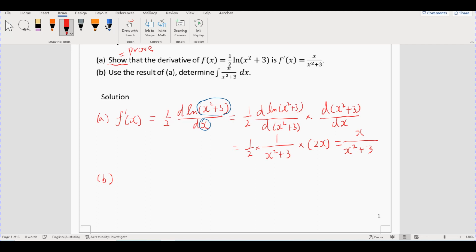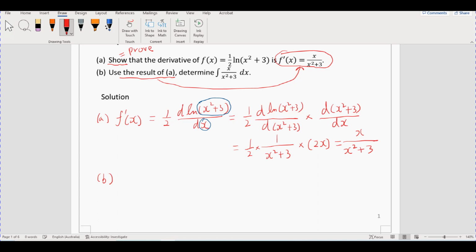Okay, so no problem. Then we proceed. So you need to think about part B. Part B, I ask you to use the result of A. What do we mean by the result of A? That just means the derivative. The result of A just means the derivative of f(x) is actually x over x squared plus 3, and I ask you to do the integration of that derivative.